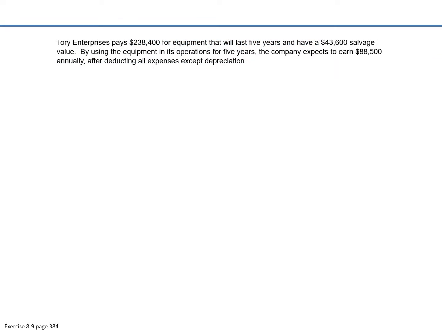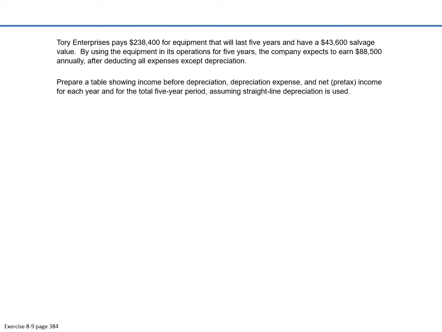Moving on to exercise 8-9. Tory Enterprises pays $238,400 for equipment that'll last 5 years, has a salvage value of $43,600. By using the equipment in its operation for 5 years, the company expects to earn $88,500 annually after deducting all of its expenses except depreciation. Prepare a table showing income before depreciation, depreciation expense, net pre-tax income for each year, and the total for the 5-year period, assuming straight line is used.